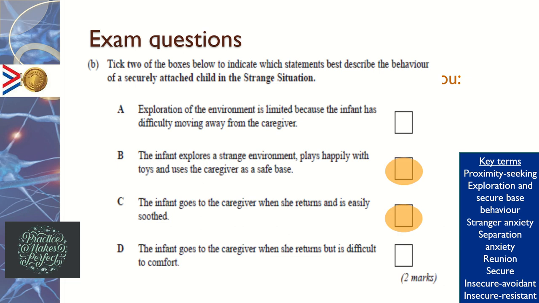So hopefully you got again B and C. So if we're talking about securely attached children, they explore the environment and use the caregiver as a safe base. Remember waving that toy and saying, "Look, Mum, what I found," that kind of thing as a secure base. And the infant goes to the caregiver when she returns and is easily soothed. Remember, they might be upset, but they're not going to be upset for too long.